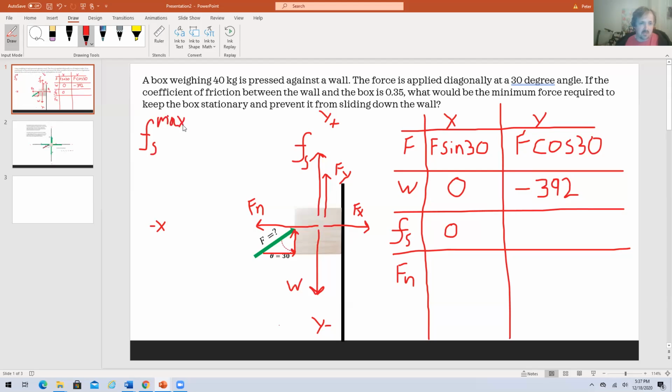the maximum frictional force that can be produced by a particular frictional relationship, is going to be equal to the coefficient of static friction multiplied by the normal force. Okay. So we have a coefficient of static friction of 0.35. Then we need to multiply that by the normal force. Well, what's the normal force going to be?